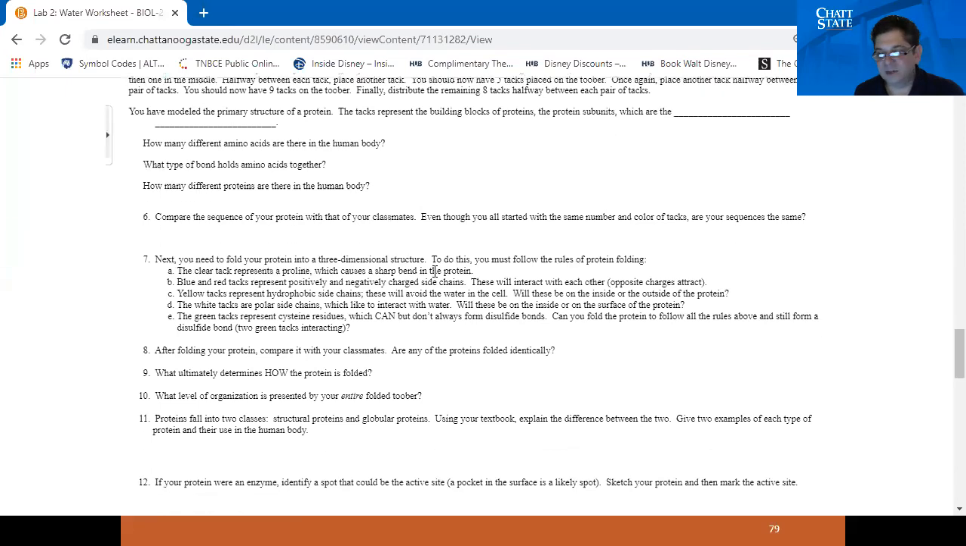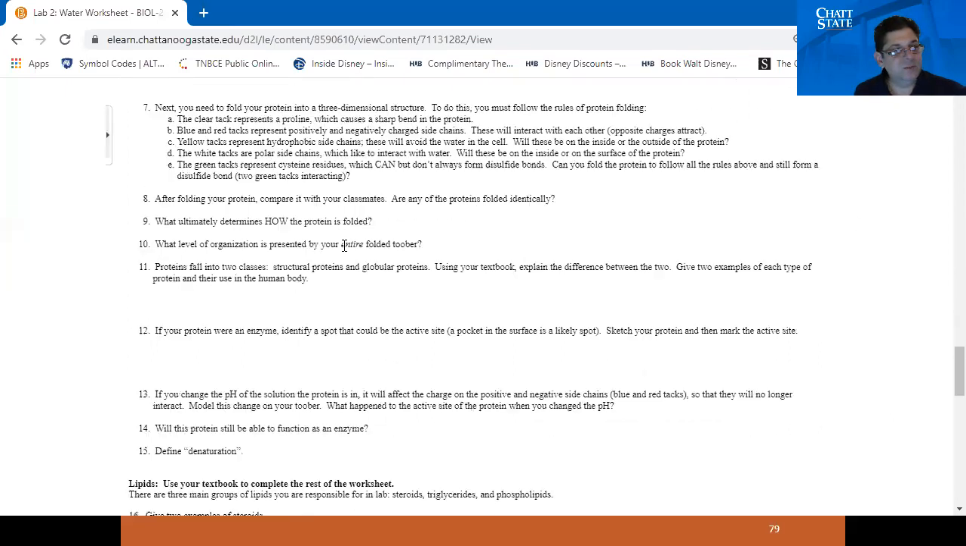Okay, and number 6 just explains that rarely, if at all, will the sequences ever be the same. So that would be no in pretty much all cases. Number 9 would be what determines how the protein is folded upon itself, and that would be the sequence of amino acids.